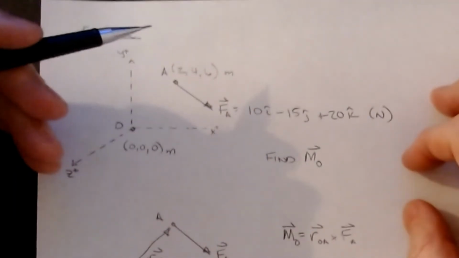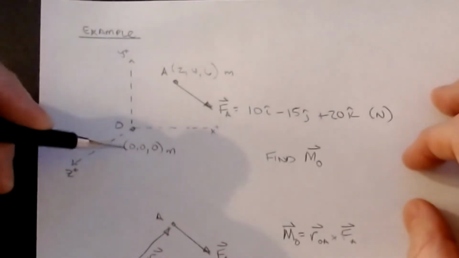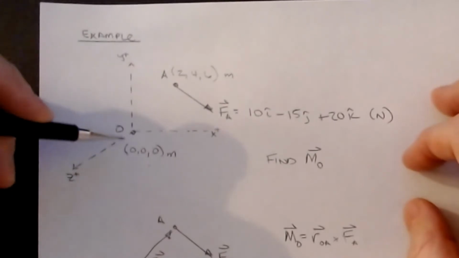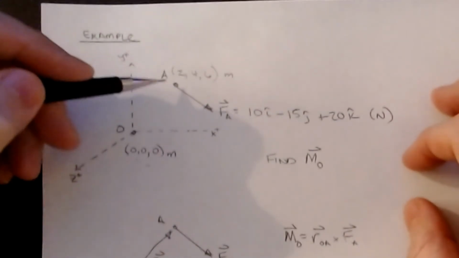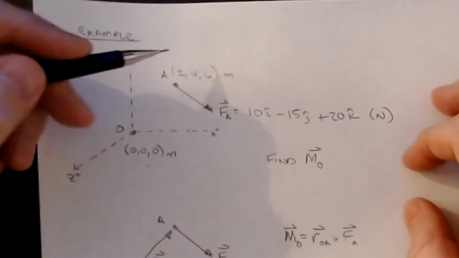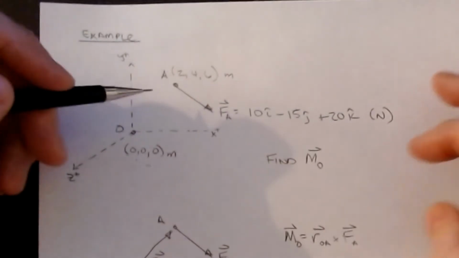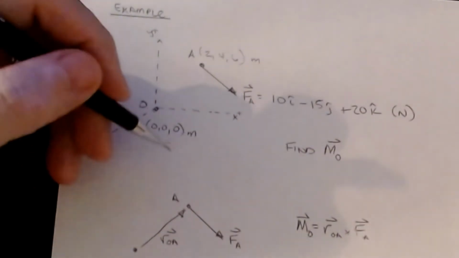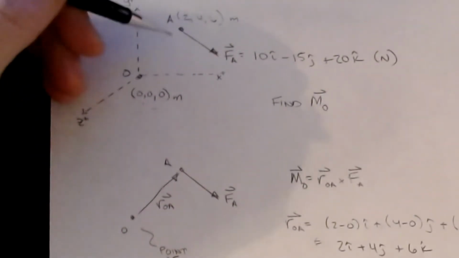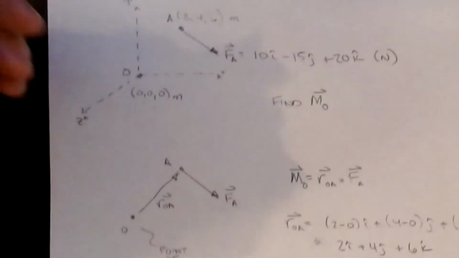Here the units are newtons. Okay, and we're going to say that the origin is at 0, 0, 0, and A is at, just say, positive 2, positive 4, positive 6 m, so it's out in 3-dimensional space. Okay, and we want to find the moment that this force makes about that point O.